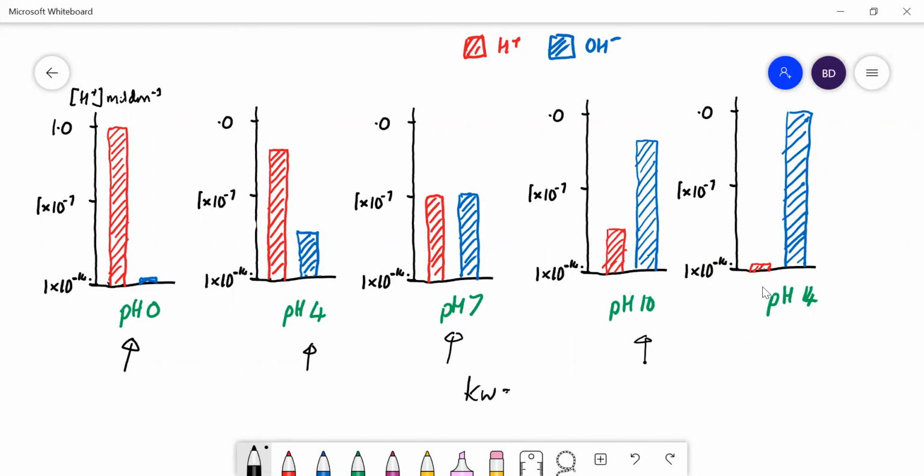Kw, the concentration of H+ times the concentration of OH-, is always equal to a constant, which is about 1 times 10 to the minus 14. At sort of room temperatures.